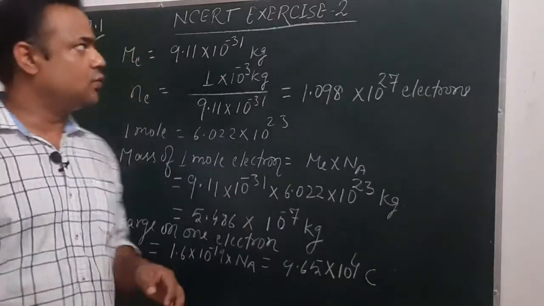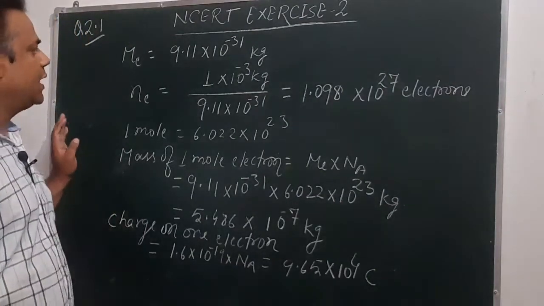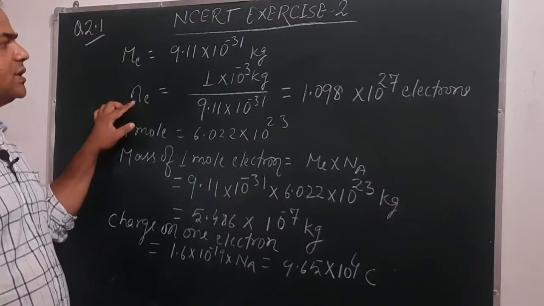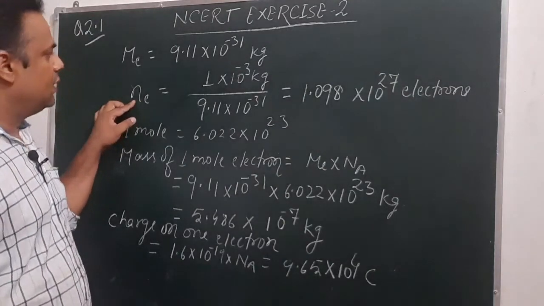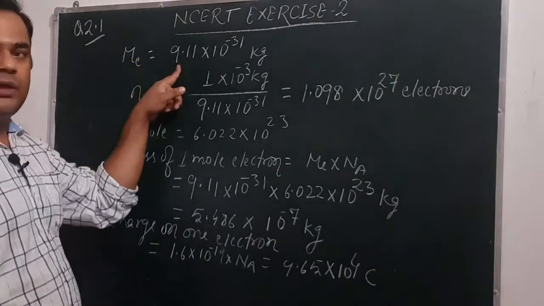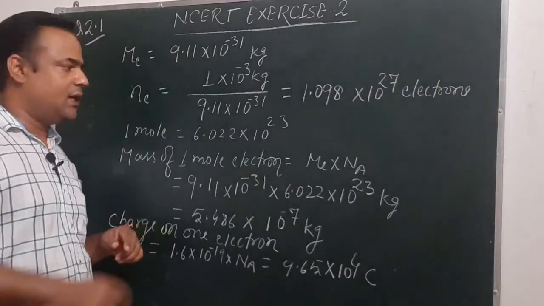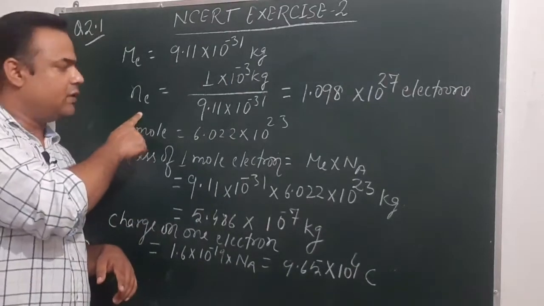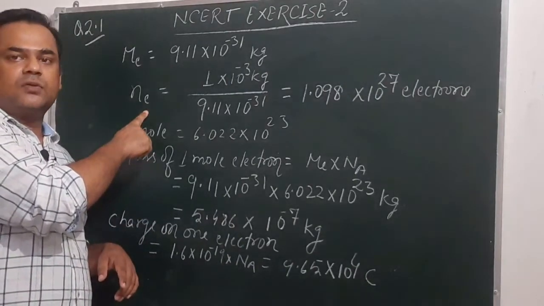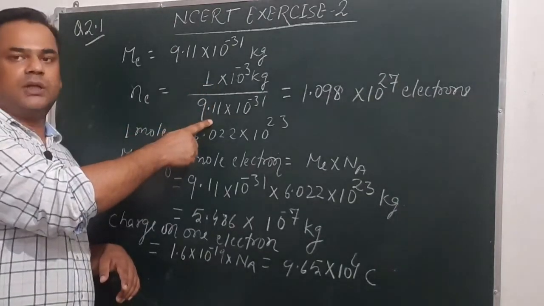NCERT exercise 2. So the first question is 2.1. In this question we have to determine the number of electrons present in 1 gram electron. So mass of electron we know equals 9.11 × 10^-31 kg. And if we have to calculate the number of electrons, then the number of electrons in 1 gram will be 1 gram divided by the mass of 1 electron.